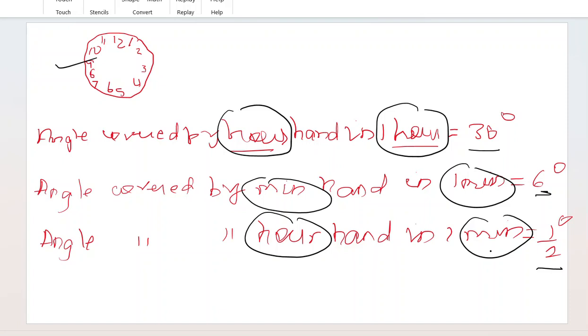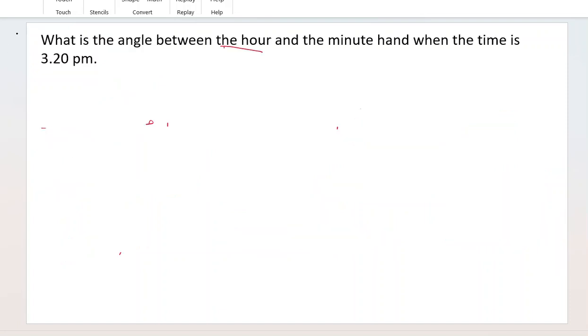These three numbers have to be thoroughly kept in mind before solving any problem related to clocks. So just remember that whenever I say hour with hour, it is 30, minute with minute, it is 6, hour with minute, it is half degree. Now I move to solve the first problem.